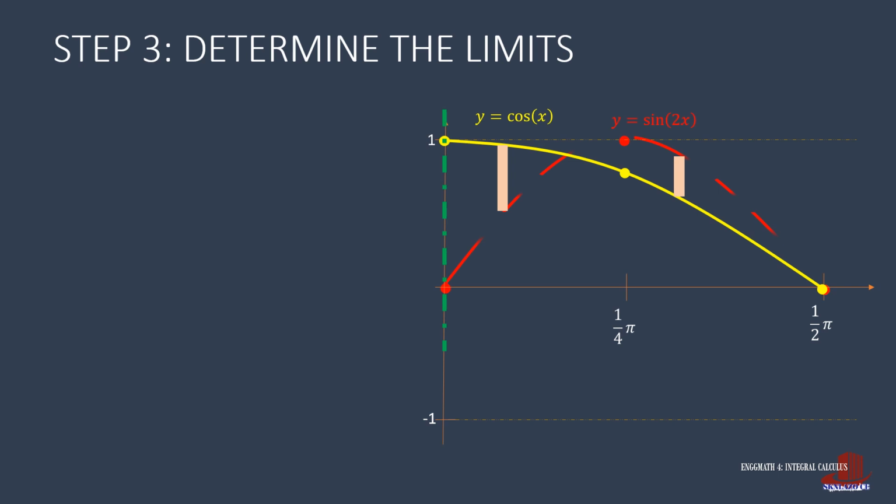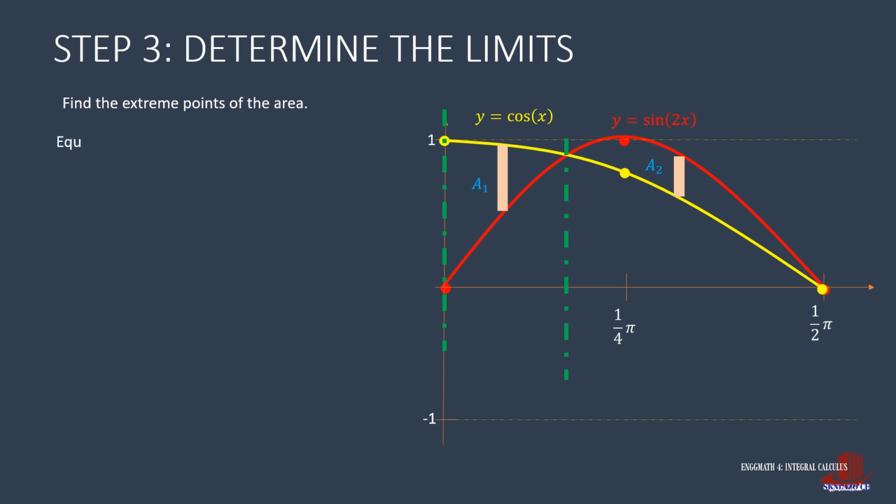Step 3 is to identify the limits. Although we have an idea that we are to use x as 0 and x as pi over 2, there is an intersection which separates area 1 from area 2. That is a limit we need to locate from the axis.